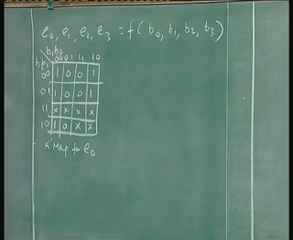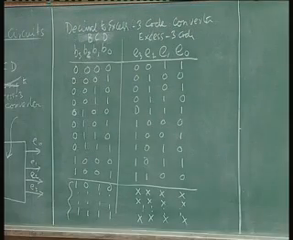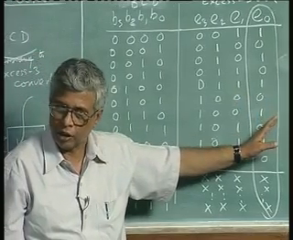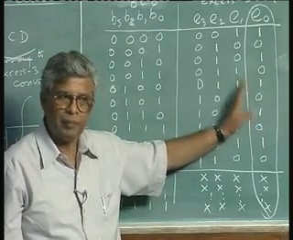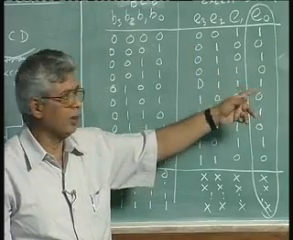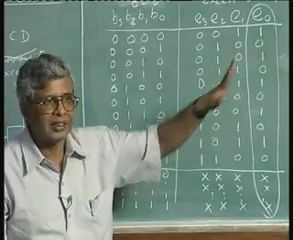Do you understand why I did this? This is the function I want to represent: E0 is a function of B0, B1, B2, B3. These are the inputs, and for each input this is the output truth table. Like that I have to do it for each of these outputs. For each output I should draw a K map, and then simplify each of them to the minimum form and draw the circuit out of it.